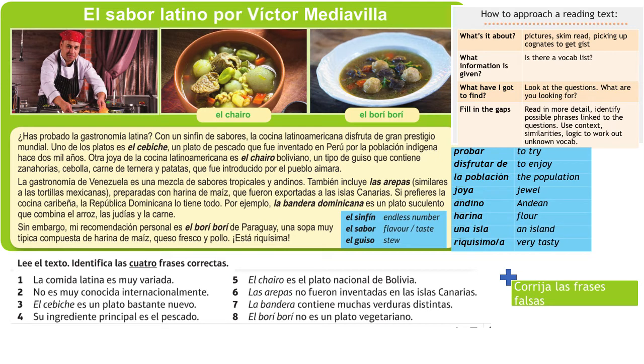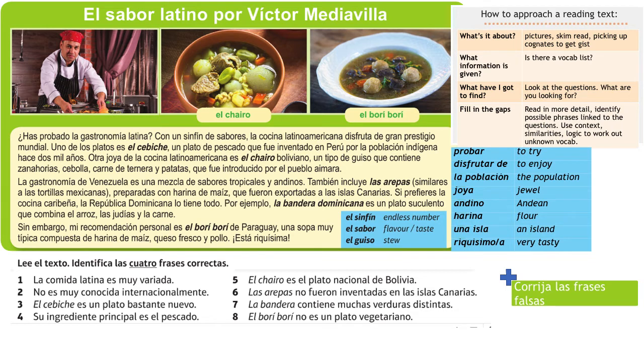So número 6 es verdad, true. They weren't invented in the Canary Isles, they were exported to the Canary Isles. So you could correct that to las arepas fueron exportadas a las Islas Canarias, as it says in the text.